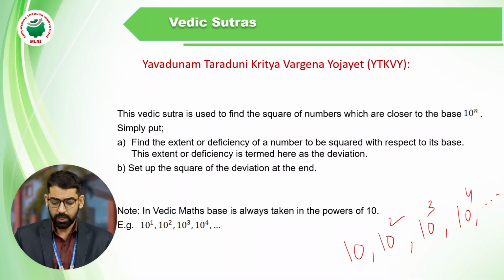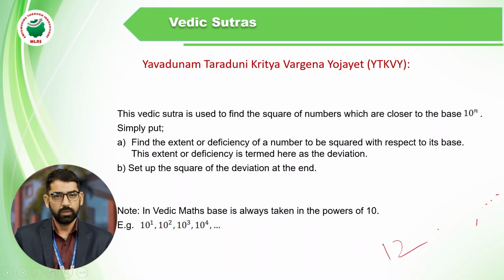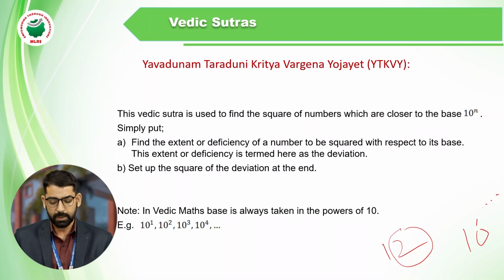So for example, if we have to find the square of the number 12, this number lies close to the base 10. So firstly, we have to find the extent of deficiency. That is, 12 is 2 units or 2 places greater than 10. So that means the deviation here is 2. So in the next part, we set up the square of the deviation at the end. So we will go through some examples later.